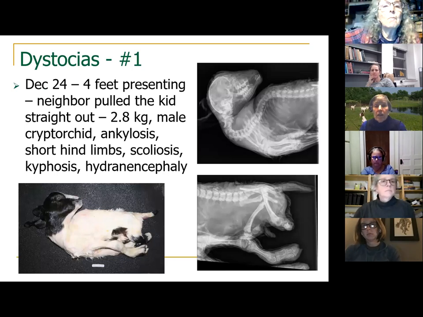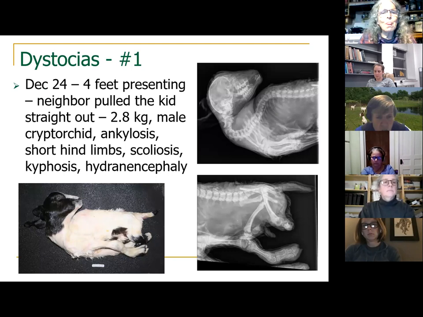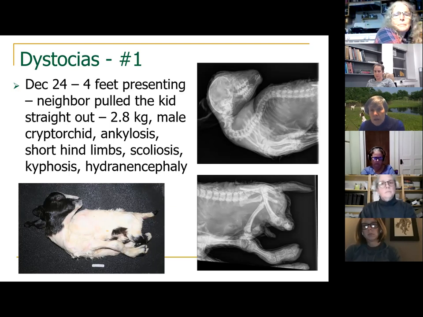Then we came to Christmas Eve. And I was in Boston, but I got an email on Christmas Day describing the event where this goat kid presented backwards, and the owner could feel a tail and 4 feet. And she just could not push one kid out of the way. So she called her neighbor for help. And the neighbor, probably knowing less about what can go wrong on a dystocia, just pulled the kid in this position, and it came out. And the mother survived with no real damage done.